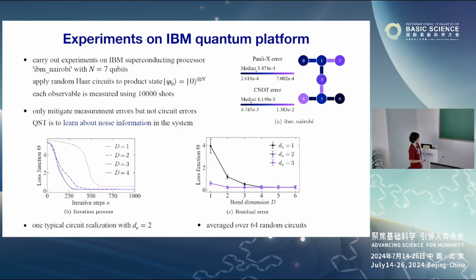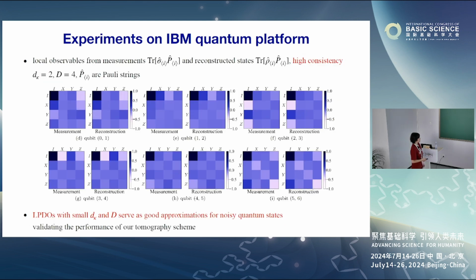We plot the loss function as a function of iterations. For different bond dimensions D, they all converge very fast, even with a very small inner bond dimension. You can also choose a larger bond dimension, and you can see the loss function will be smaller for the larger inner bond dimension. This means the result will converge very fast.